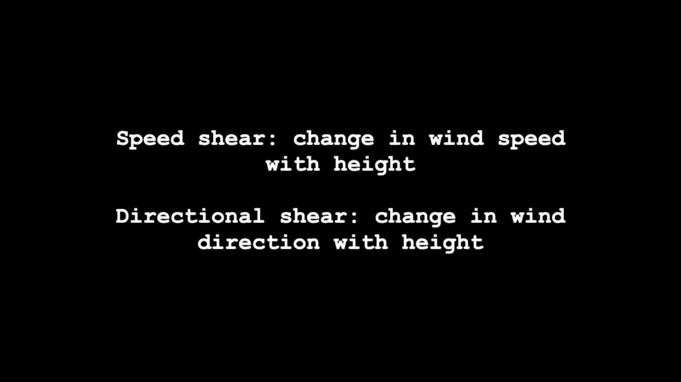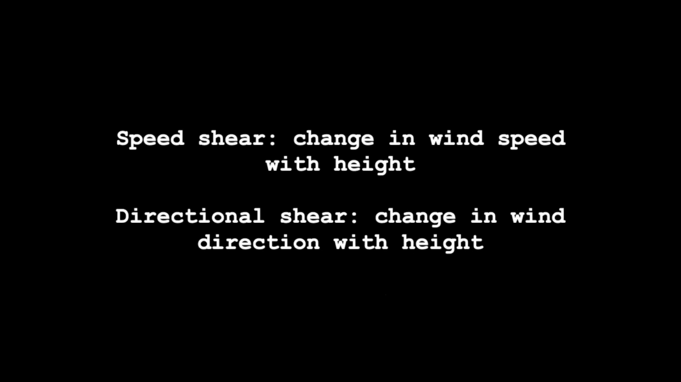So if you have winds that are, say, at 10 miles per hour at the surface, but in the upper levels of the atmosphere they're 100 miles per hour, that is strong speed shear. And directional shear, which is the change in wind direction as you go up in the atmosphere. Let's say we have winds that are out of the southeast at the surface, but our winds in the upper levels of the atmosphere are out of the west. That is strong directional shear. Both of these are equally important in making storms severe.